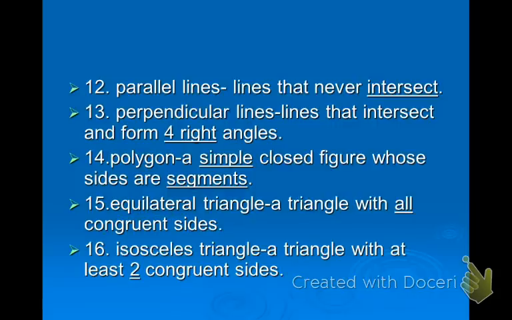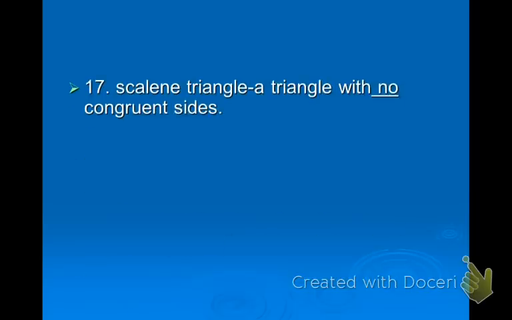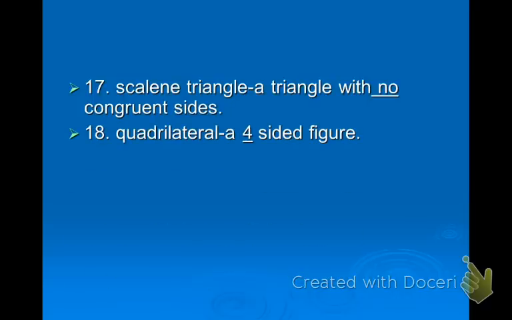Next we have an isosceles triangle, and in an isosceles triangle at least 2 of the sides are congruent. Then we have a scalene triangle where no sides are congruent, and we will talk a little bit more about these in detail later. This is just a quick overview.